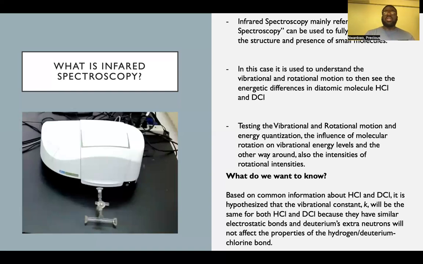Based on the information that we already know about HCl and DCl, which is that DCl is a form of hydrogen chloride, although it has more neutrons, it is hypothesized that the vibrational constant, which is determined by k, will be the same for both HCl and DCl because they have similar electrostatic bonds. And deuterium's extra neutrons will not affect the properties of the hydrogen and deuterium chlorine bond.